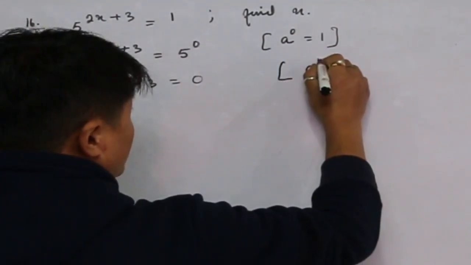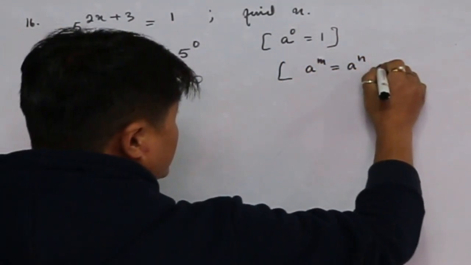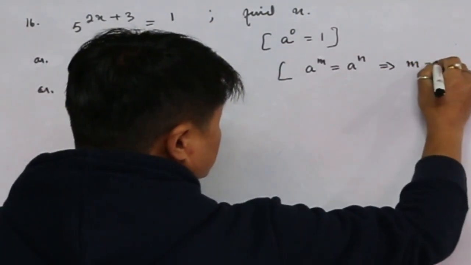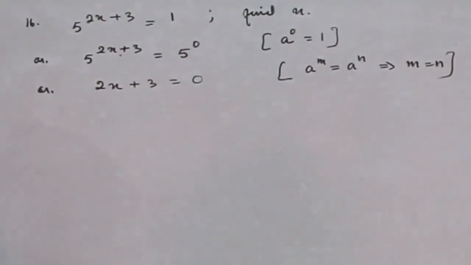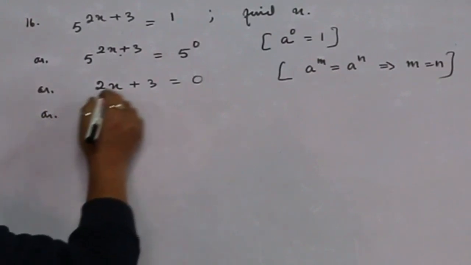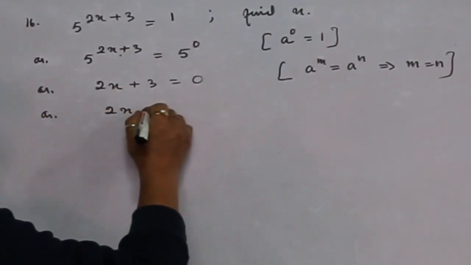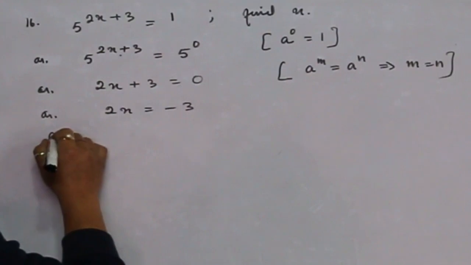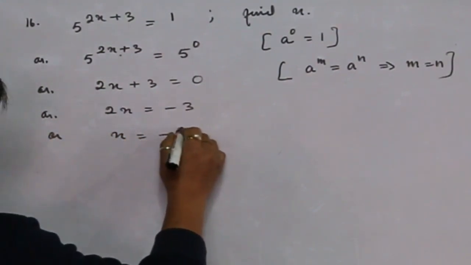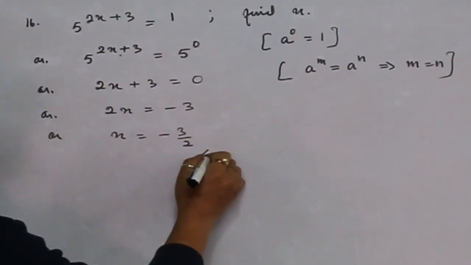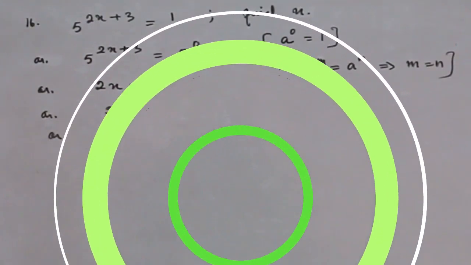Since a to the power m is equal to a to the power n can be written as m is equal to n. Clear? So we can write here 2x is equal to minus 3, or x is equal to minus 3 by 2. So we can leave the answer here.